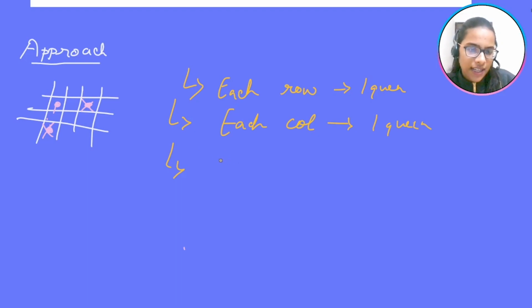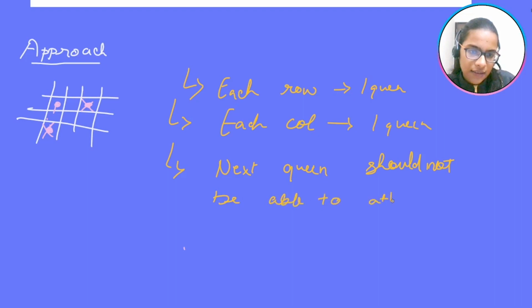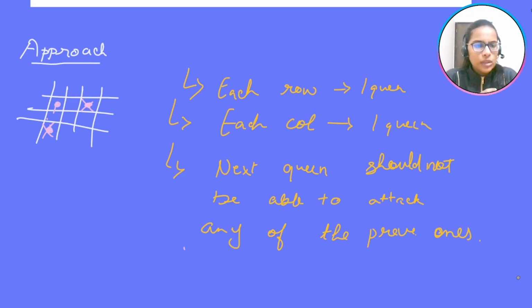The next queen should not be able to attack any of the previous ones. And with these three rules, we can think about an approach.